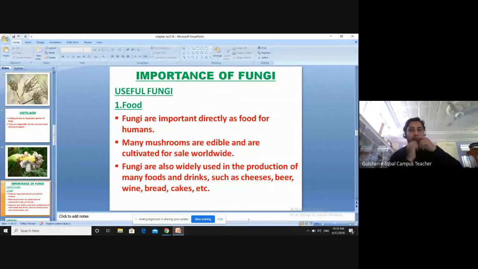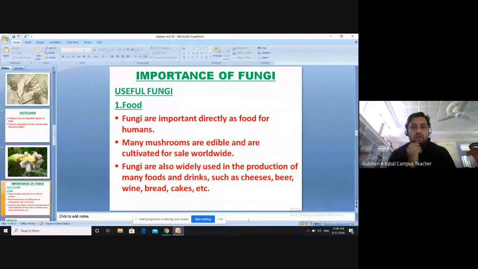First of all, food. As we discussed in mushrooms, mushrooms can be used as a high quality source of protein. So fungus can be used directly as a source of food for human beings. Many edible mushrooms are cultivated for sale worldwide. They are used in making pizza, Chinese products, Italian products, and many other things.